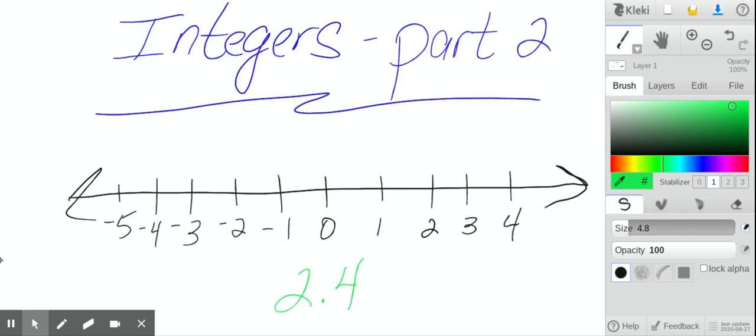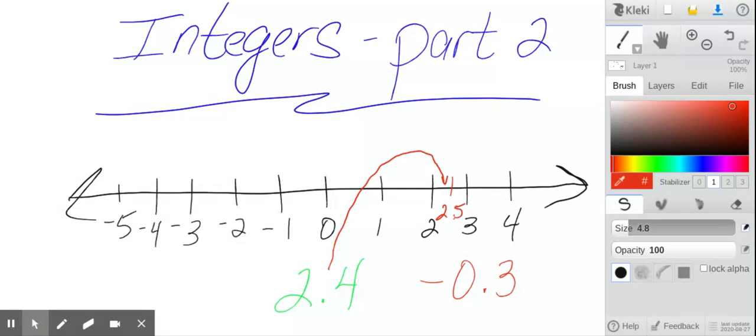Now, if we were to look at this number line, let's say I were to put the halfway mark right in the middle of 2 and 3. You should know that between the whole number 2 and the whole number 3 would be 2.5 right in the middle. So that would be 2.5. So if we wanted to know where 2.4 is, we know that 2.4 is going to come right before the 2.5.